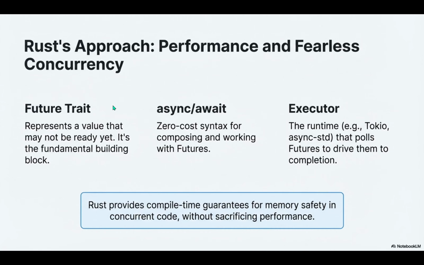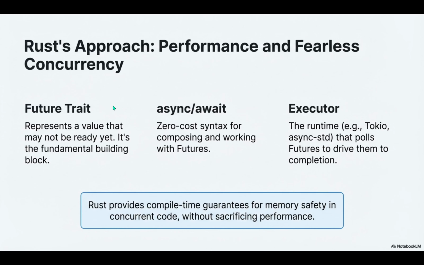The key building block isn't a simple generator, it's the Future trait. A future, so it represents a value that isn't ready yet. Exactly. Any function you write with async in Rust literally compiles into a structure that implements this Future trait. It's basically a dormant state machine. And async/await is just how you interact with that state machine. Correct. It's what we call zero-cost syntax for working with futures.